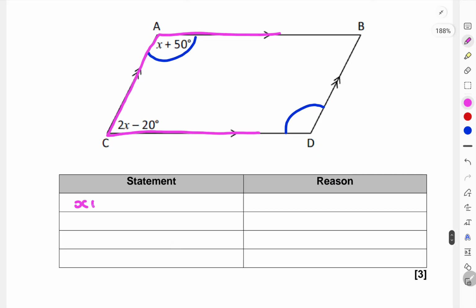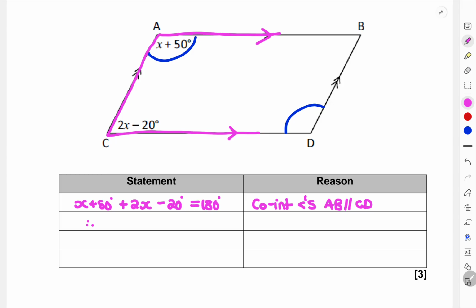So x plus 50 plus 2x minus 20 will give you 180. Why? Because of co-interior angles. AB is parallel to CD, and it has been indicated, so you didn't have to say that the opposite sides of a parallelogram are parallel. Okay, because it has been indicated.